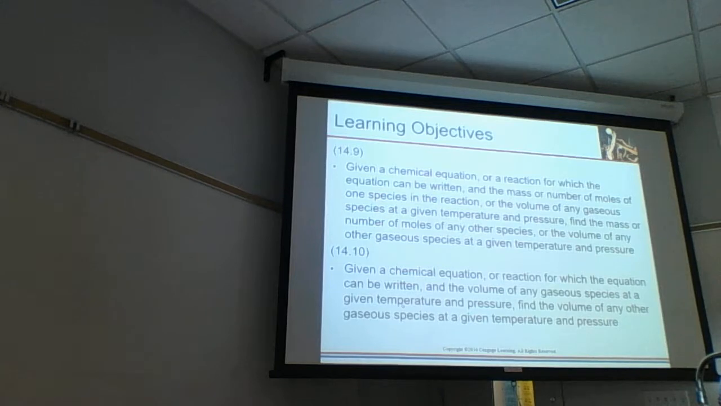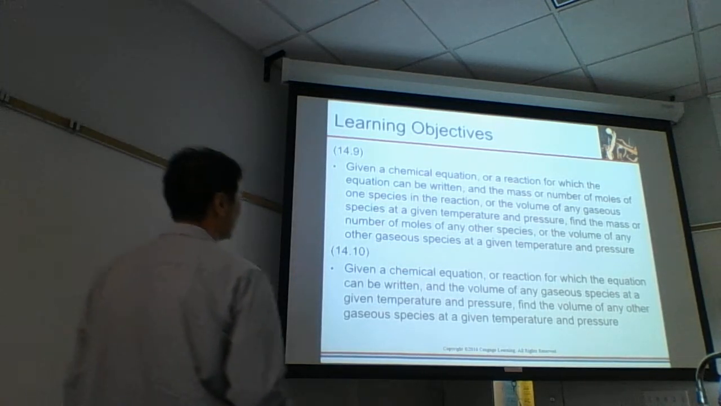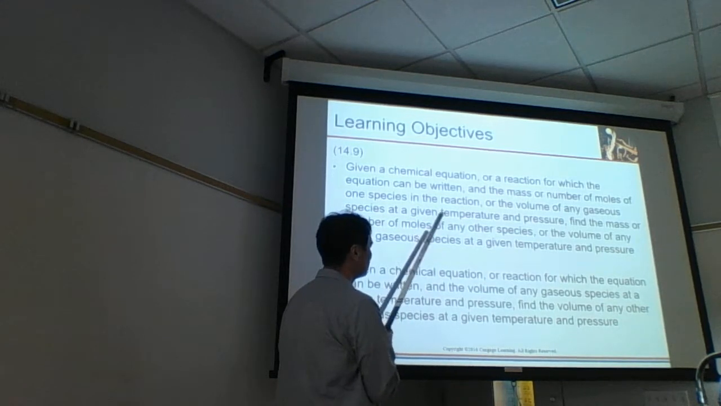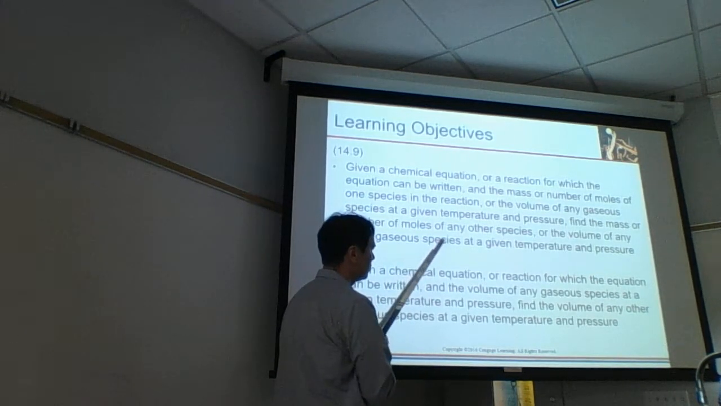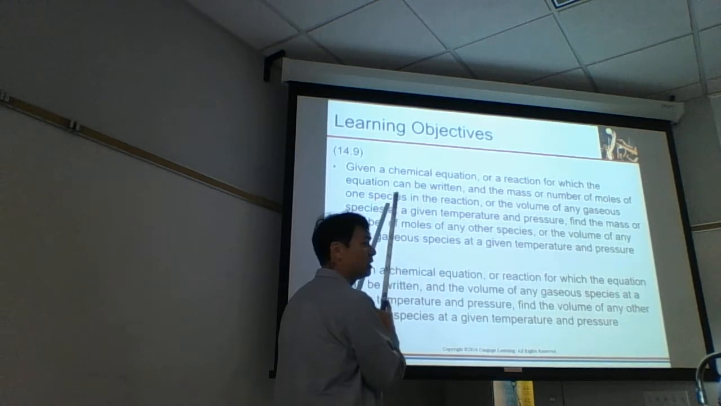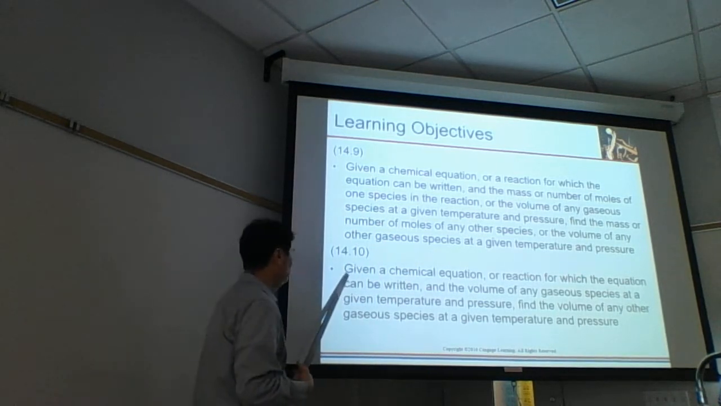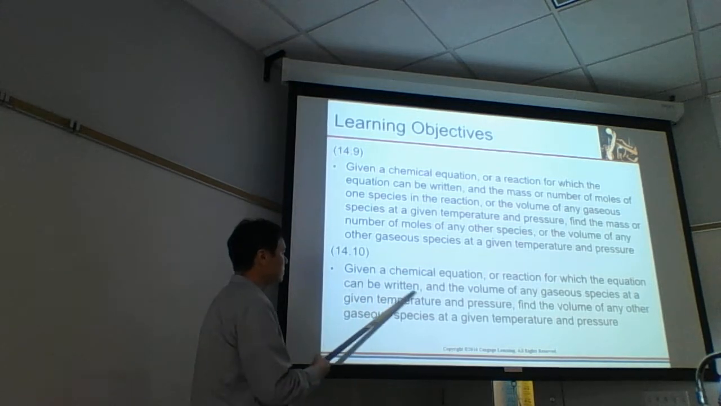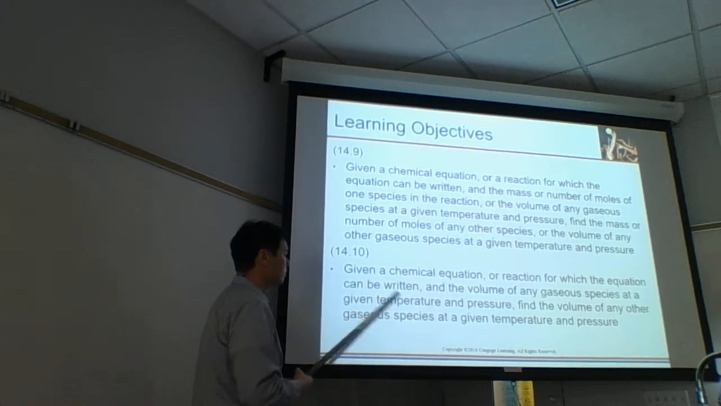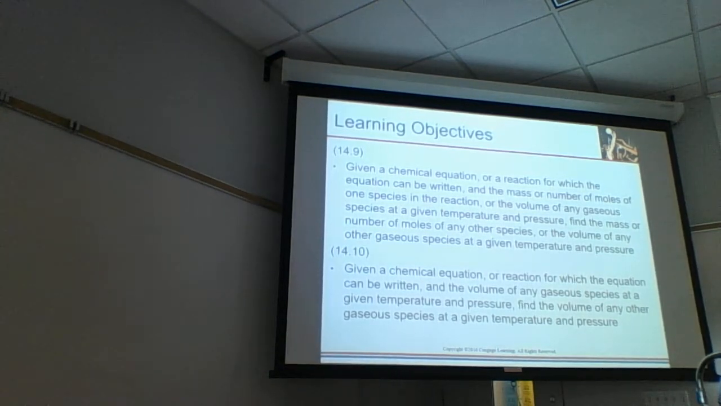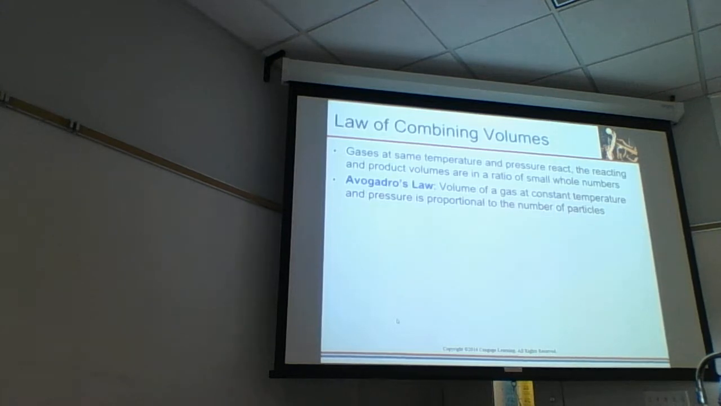Given a chemical equation or a reaction for which the equation can be written, the mass, this is stoichiometry using gases. So far we've done stoichiometry with any compound, but when we do it with gases, there are some shortcuts you can do. One of the shortcuts we can do is molar volume. And so we need to balance the chemical equation to do stoichiometry. 14.9, 14.10, just stoichiometry. A lot of words are just stoichiometry.